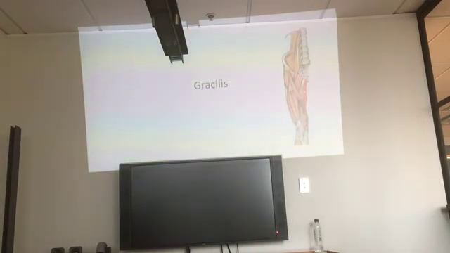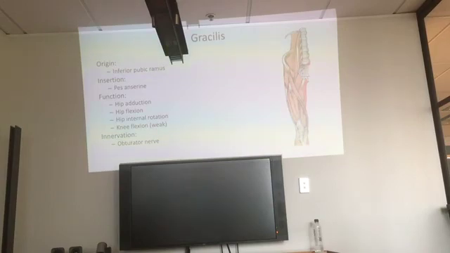Gracilis, super long, thin, kind of weak muscle. One of the few medial compartment muscles that cross both hip and knee. And obviously that means it acts on both, right? So coming from the inferior pubic ramus down to the pes anserine.